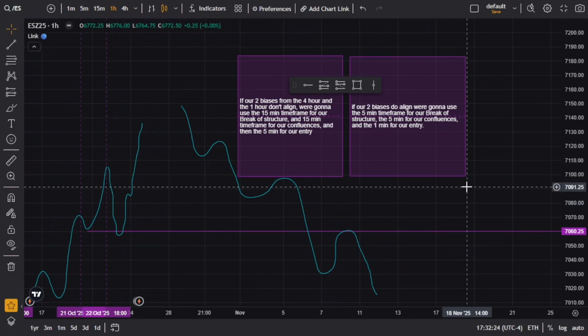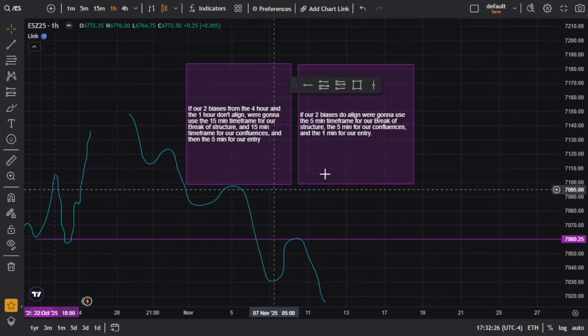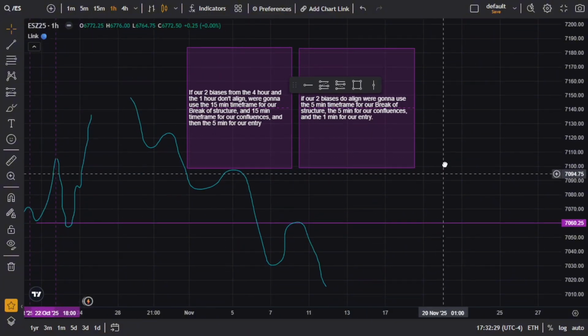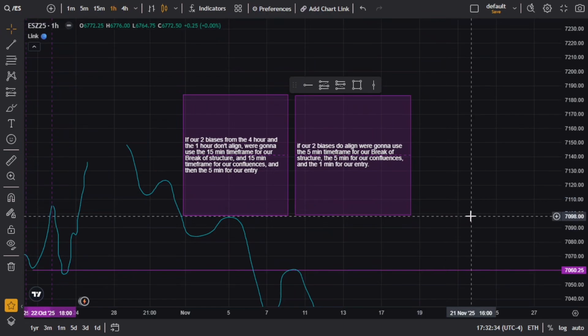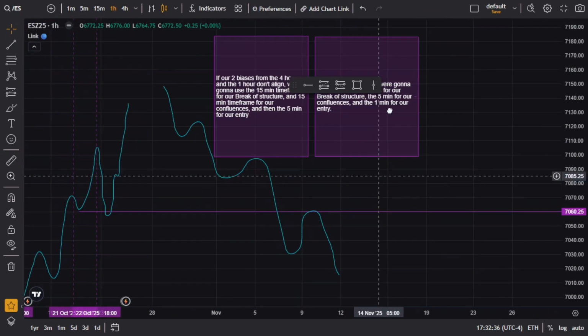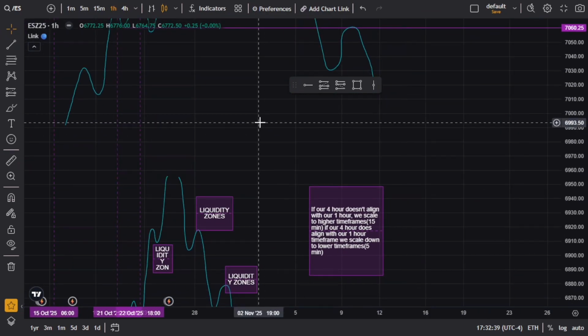Yeah, we're gonna be patient, wait for that zone to be hit. Based on our bias for the day, we're gonna go with either of these two. So for today, for example, both of the 4 hour and the 1 hour bias aligned with each other. So we're going to scale down to the 5 minute time frame and wait for a breaker structure.